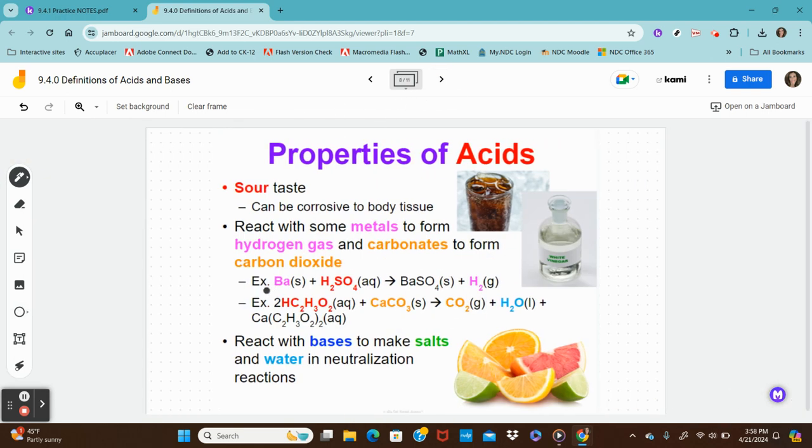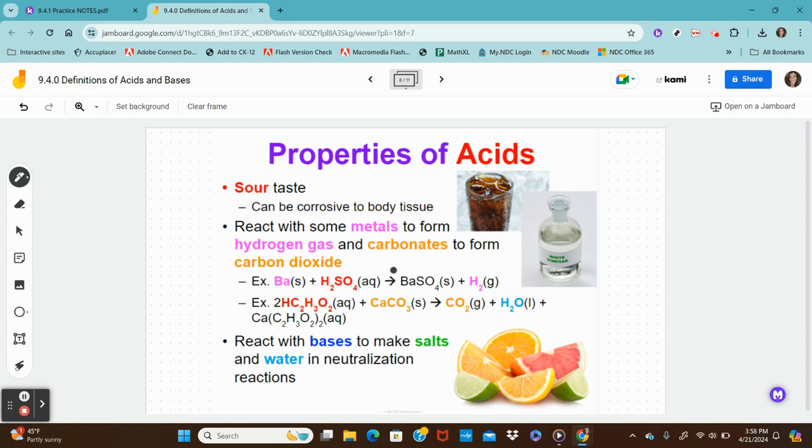All right, the last part here, just some properties of acids and bases. So as we all have experienced, acids can be pretty sour. They could also be corrosive to body tissue. This is like carbonic acid, which is the acid in soda. And then vinegar is acetic acid. These are pretty weak acids. They're not very corrosive. So these are things that we can consume and use around our house.